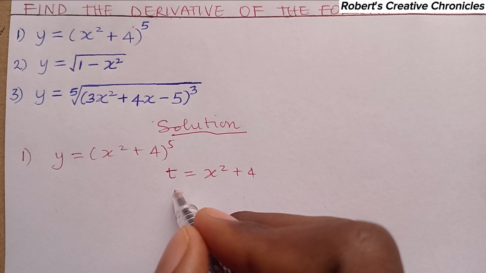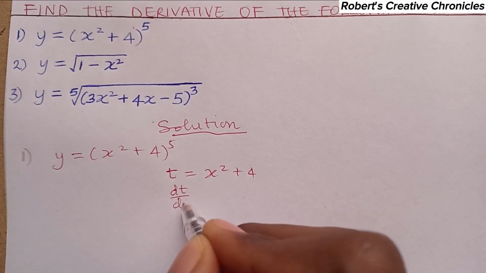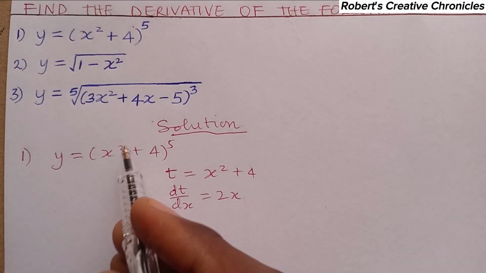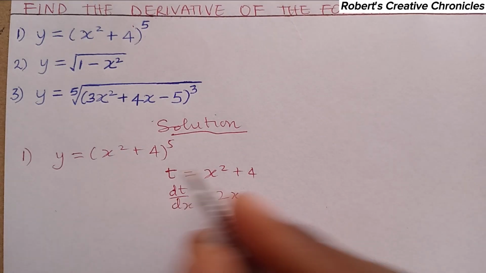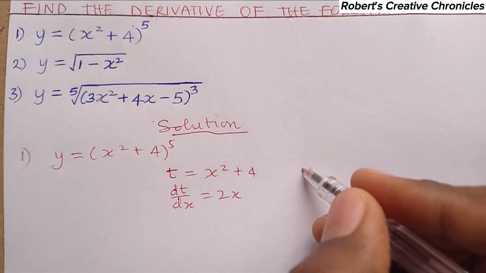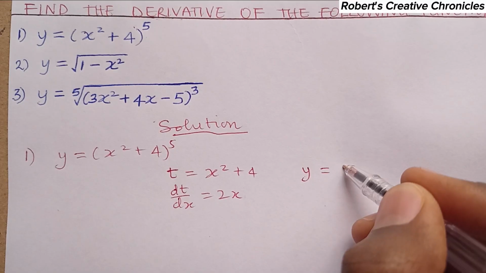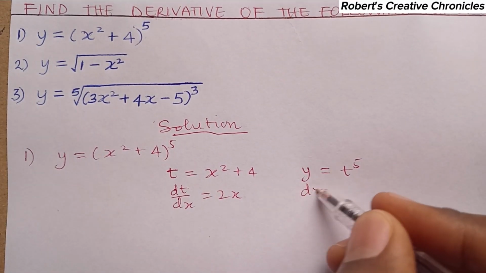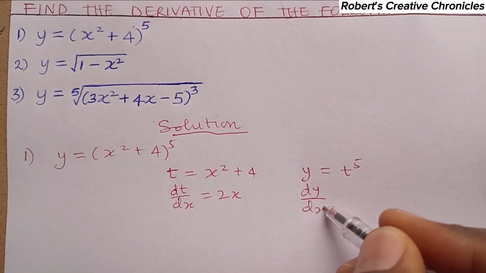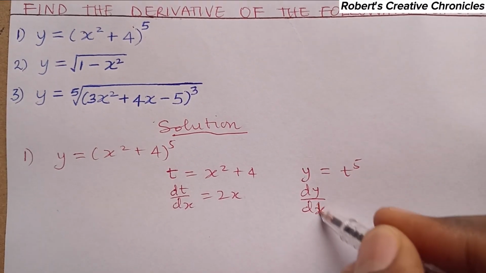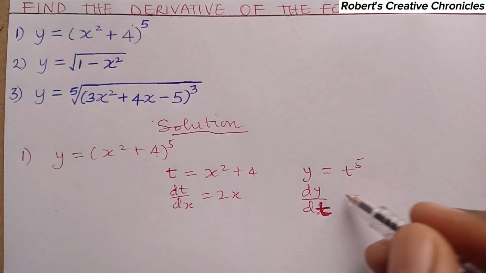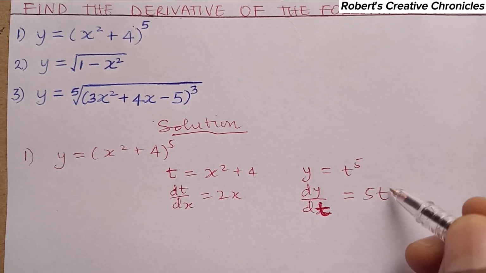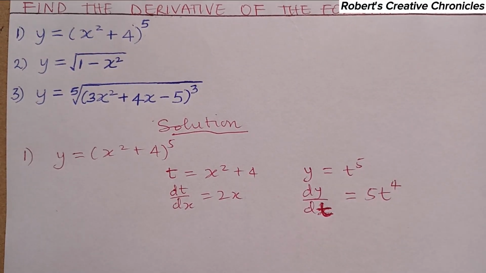Then differentiate t with respect to x. The dt over dx is what? It is 2x. That's what we did before. Then, since t is equal to x squared plus 4, you know that y will be equal to t raised to the power of 5. So we differentiate y with respect to t, not x. You differentiate y with respect to t, it becomes 5t raised to the power of 4.